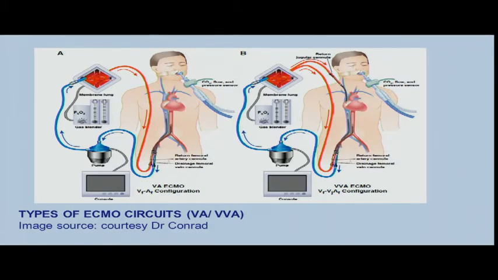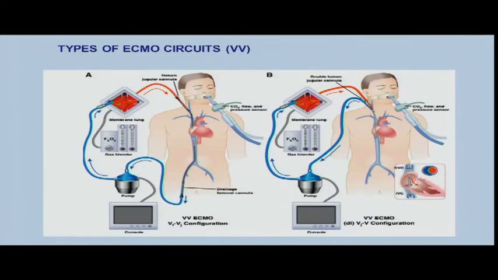So sometimes you may have abdominal X-rays or chest X-rays in which you have all these multiple cannulas in the patient. And this one describes the VV, in which you can have it in the femoral vein, and then into the internal jugular vein.